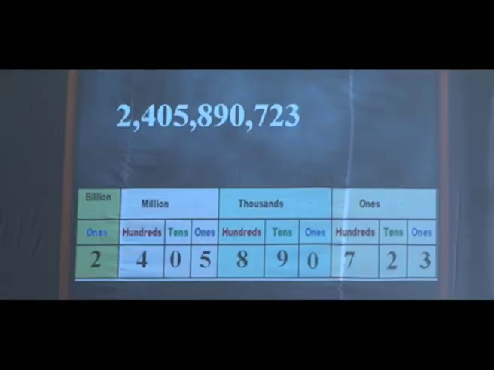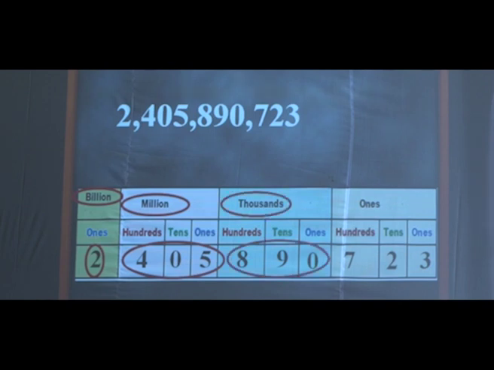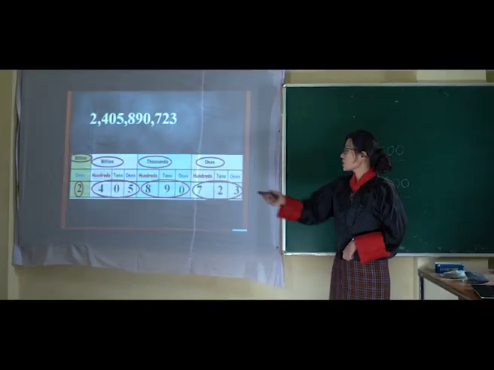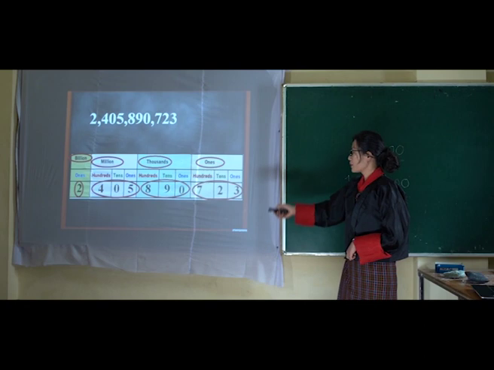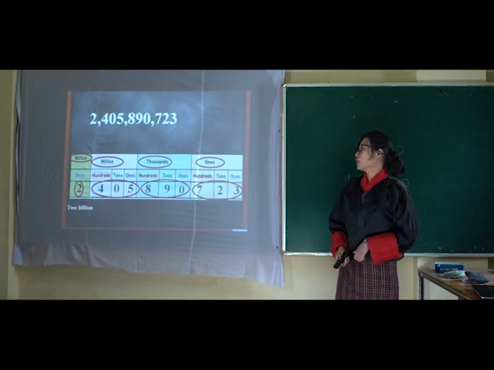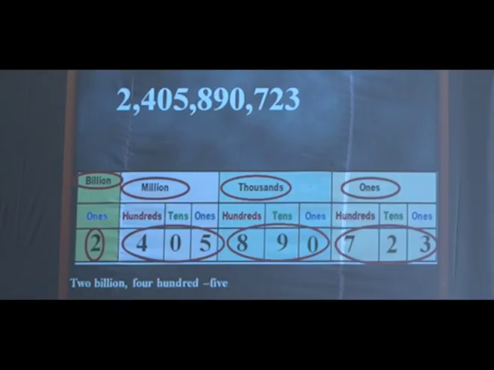Okay. Now let us place these numbers in the place value chart. Now let's try to read it. We have 2,405,890,723. Don't say the ones. So this very long number is read as 2,405,890,723. This is a 10-digit number.